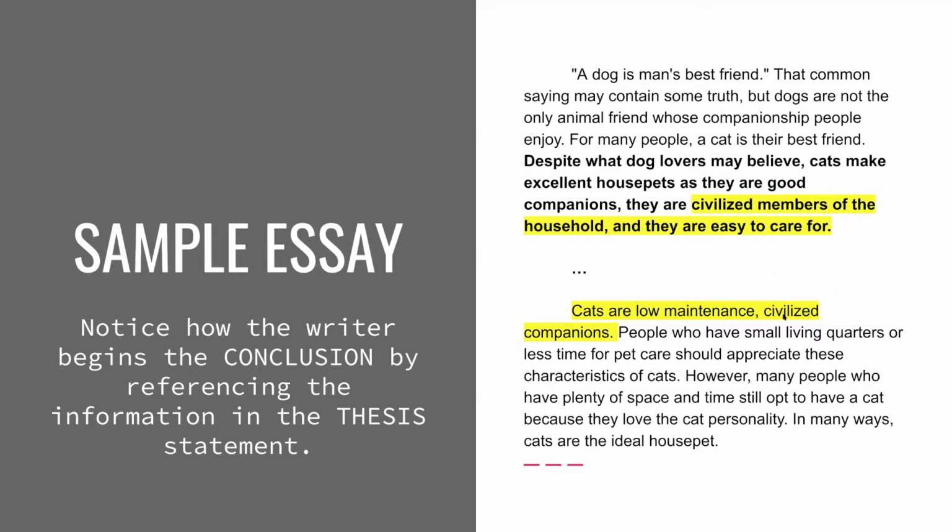So again, notice there's the word civilized, right? Civilized. Now, of course, they didn't say companions, they said members. That's good. They didn't repeat exactly the same words. And then notice here, maybe some of you can think about, are you a high maintenance person or a low maintenance person? Are you easy to care for? So in this case, notice they didn't say easy to care for.